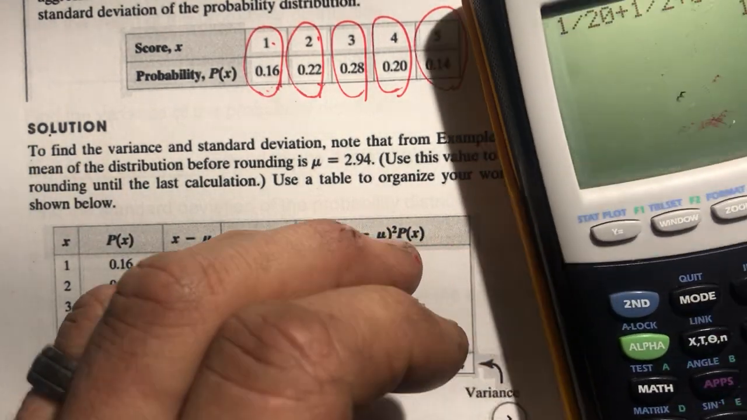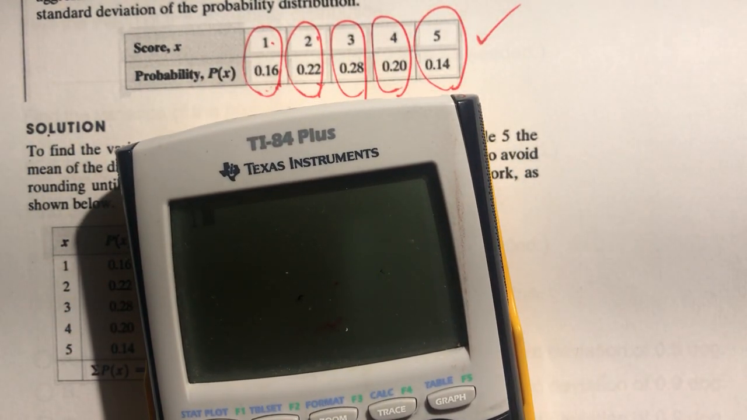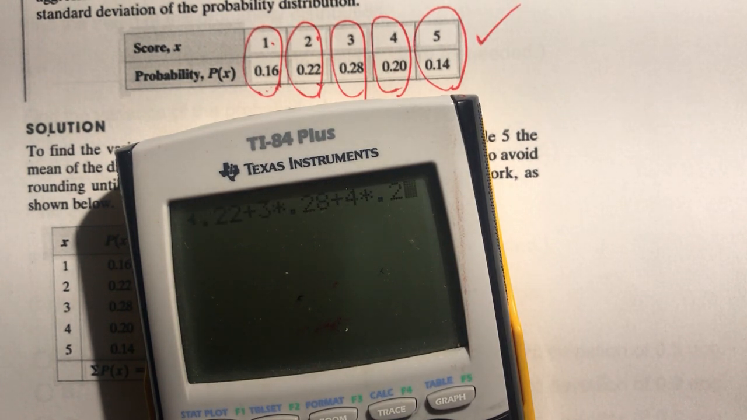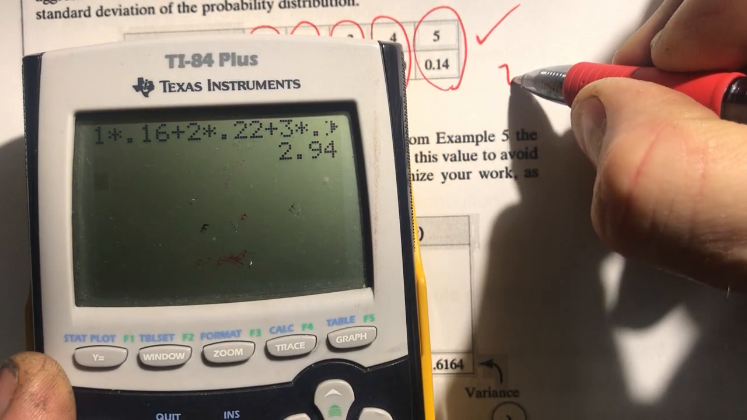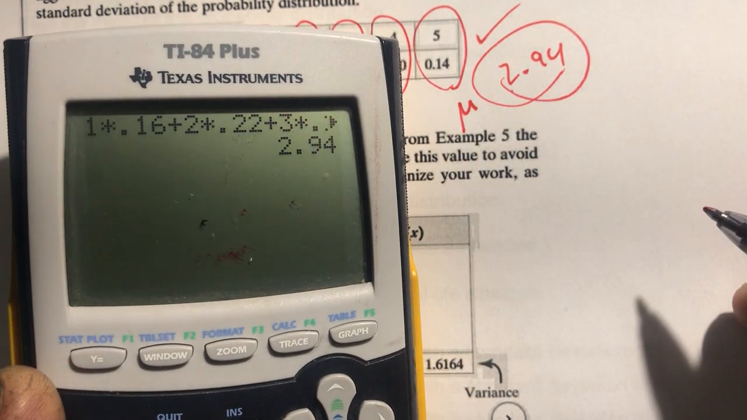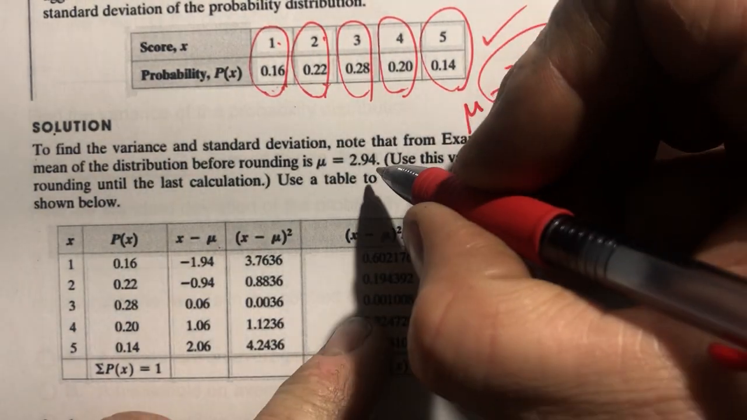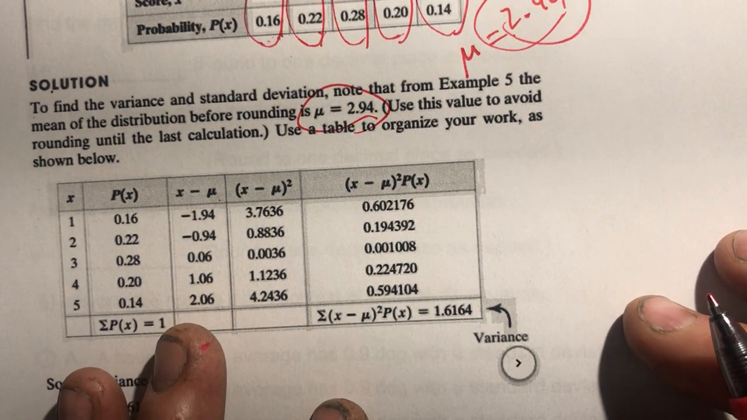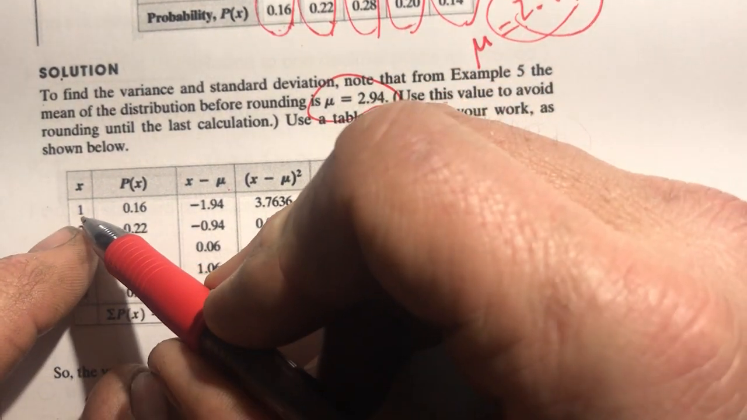Let me show you real quick. 1 times 0.16 plus 2 times 0.22 plus 3 times 0.28 plus 4 times 0.20 plus 5 times 0.14. And look what I get there, 2.94. That's my mu, 2.94, which is what they're saying right here. Mu is 2.94.